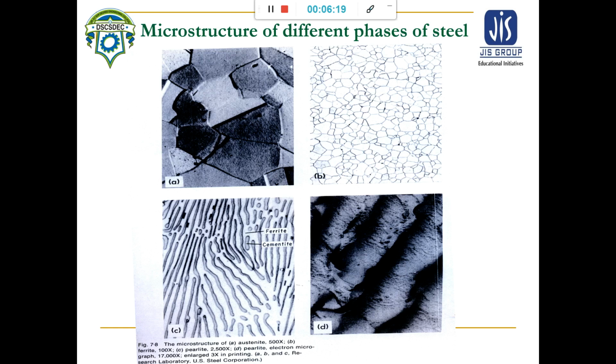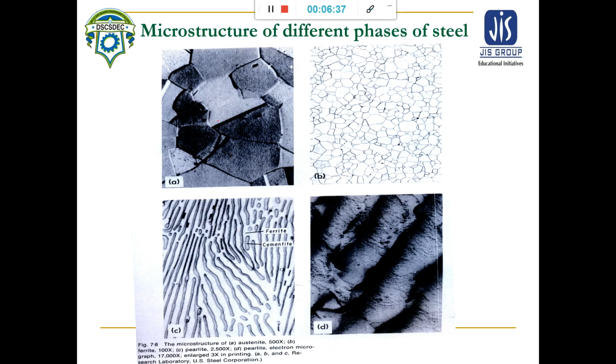So these are the different microstructures of the different phases. First, this picture is the microstructure of austenite. This is the microstructure of the austenite under a microscope with 500x zoom.